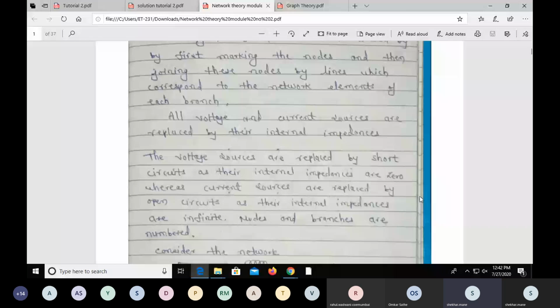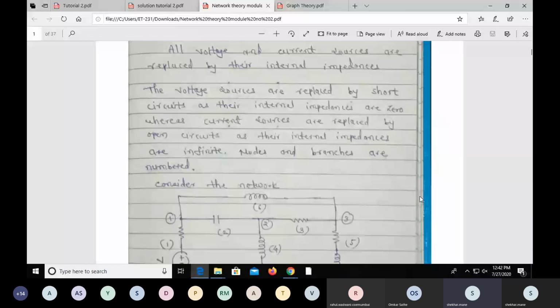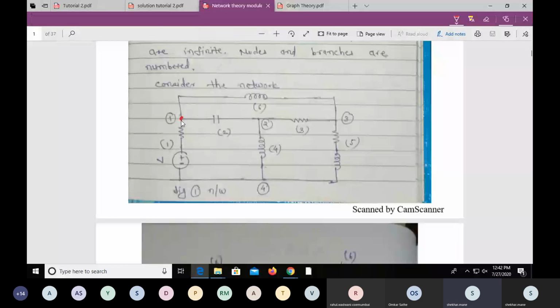So nodes and branches are numbered. In this way, we can find graph of a network. Now consider this network. There is a voltage source and active and passive elements are there. Resistor, capacitor, inductor, and the nodes. Nodes are given. This is one node. This is second node. This is third node. And this is fourth node.